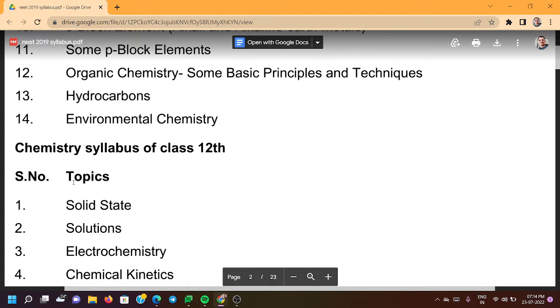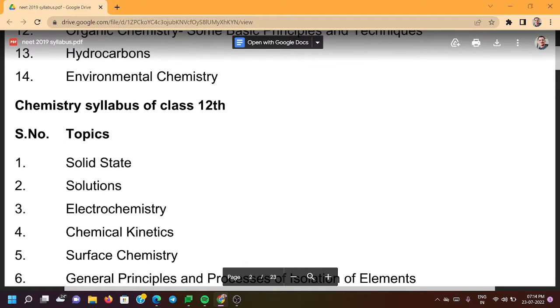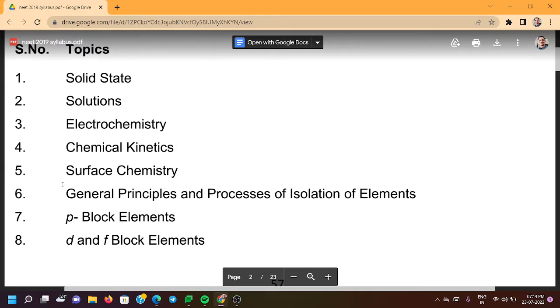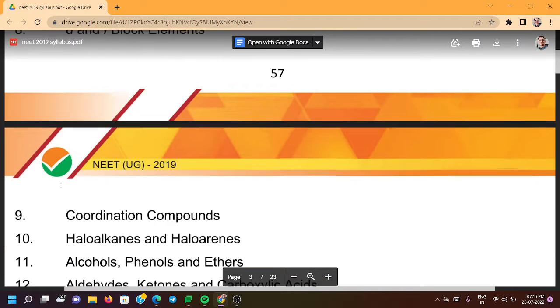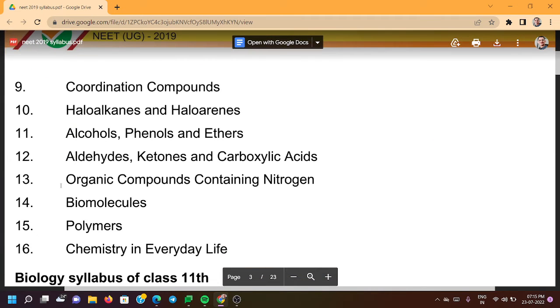Chemistry syllabus of class 12. Index. 1. Solid state. 2. Solutions. 3. Electrochemistry. 4. Chemical kinetics. 5. Surface chemistry. 6. General principles and processes of isolation of elements. 7. P-block elements. 8. D and F block elements. 9. Coordination compounds. 10. Haloalkanes and haloarenes.